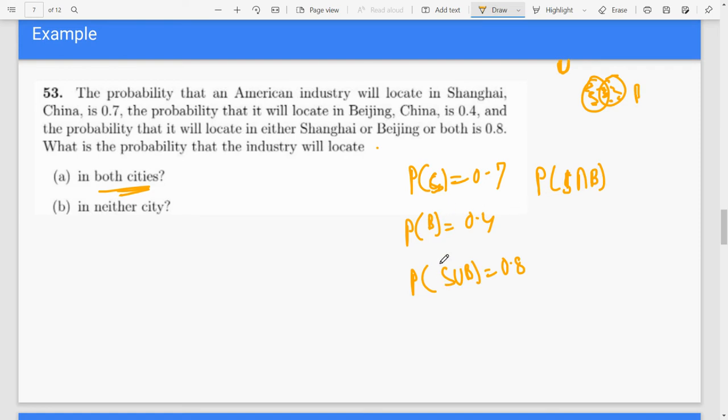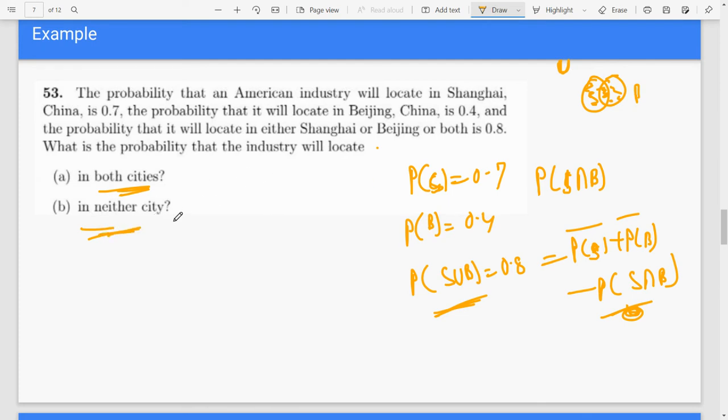So you need to use the formula: probability of S union B is equal to probability of S plus probability of B minus probability of S intersection B, and just plug in all these values, and find this particular value by transferring the terms here and there. It's asking the probability that it will relocate to neither city, meaning neither S nor B. So it will be neither in S and neither in B.